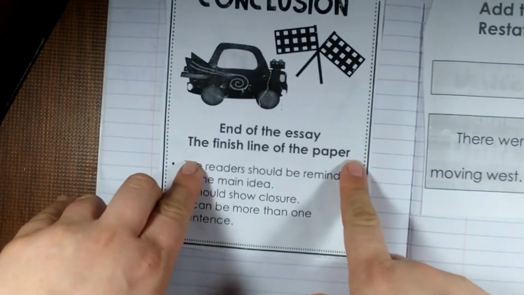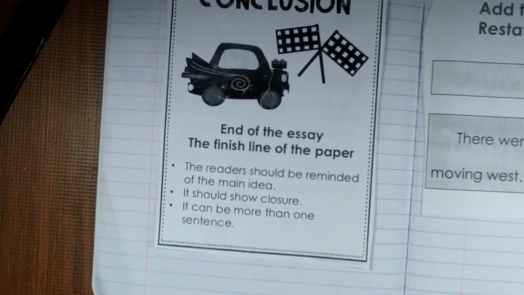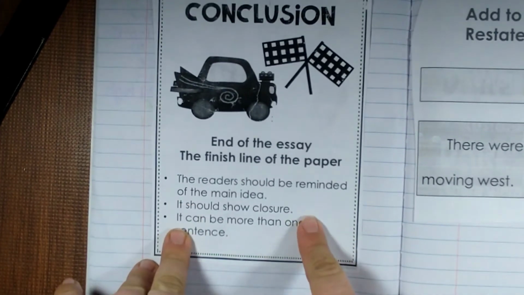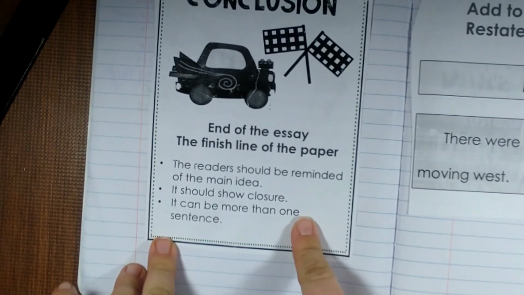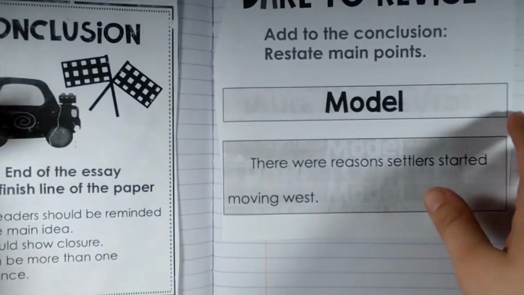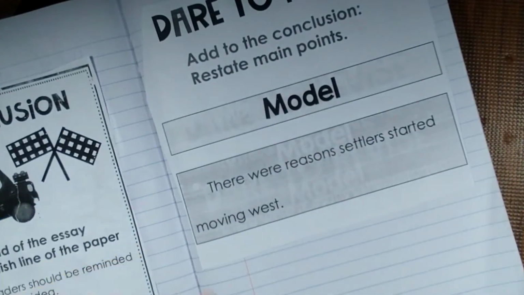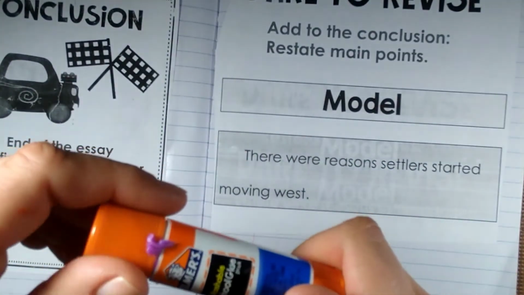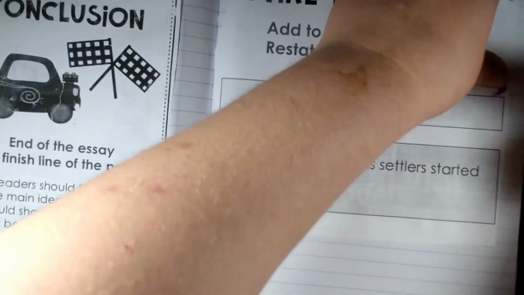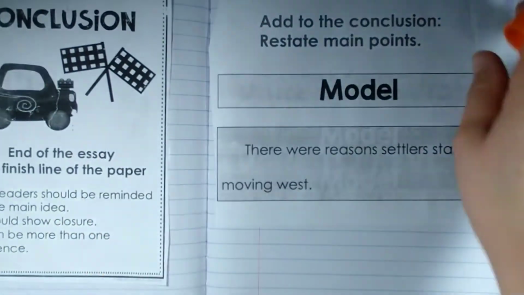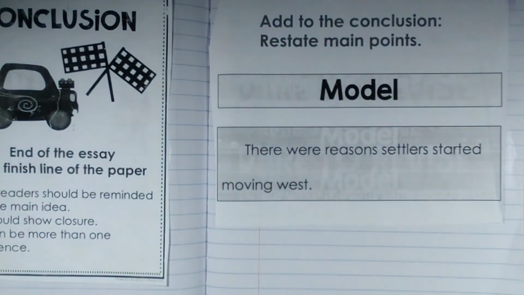In a conclusion, it is the end of the essay, the finish line for the paper. The reader should be reminded of your main idea, it should show closure, and it should be more than one sentence. Okay? This is where you can add your opinion, because usually throughout an informative essay you should not have your opinion in. It should all be facts. So you can throw your opinion at the very end of the essay.